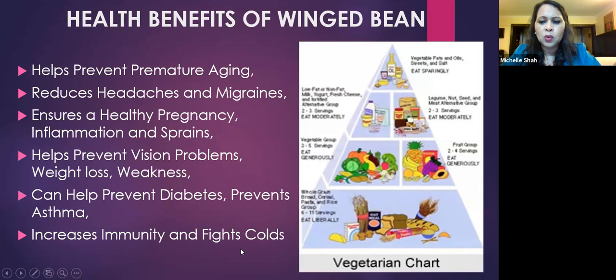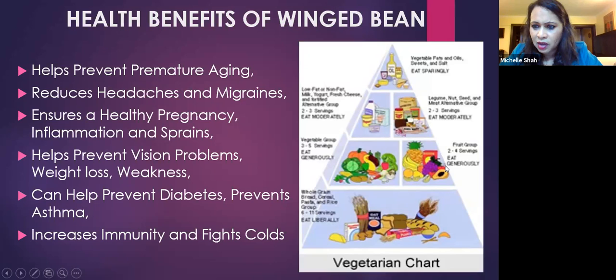So in this pyramid chart, we see this is a vegetarian chart, and the legumes are found in the second layer of this pyramid. The requirement for legumes is normally 2 to 3 servings, which means it should be taken moderately as compared to the other types of food, which are the carbohydrates shown at the bottom, the base of the pyramid, where you have to eat liberally in these vegetarian diets. You have liberal amounts in the carbohydrate section.